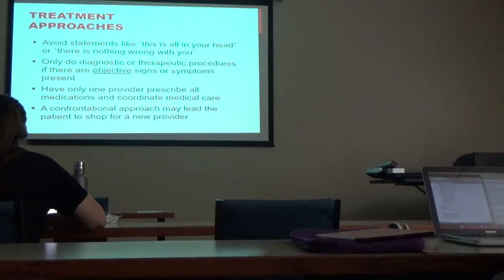And some of them will get it because you don't know what you're dealing with, but until you start getting negative results and then you don't know what to do with it. You can't just keep doing them. Have only one provider prescribe all the medications to coordinate medical care. If these people operate through a hodgepodge of providers, their medicine list is going to look like that because everybody wants to give something else.